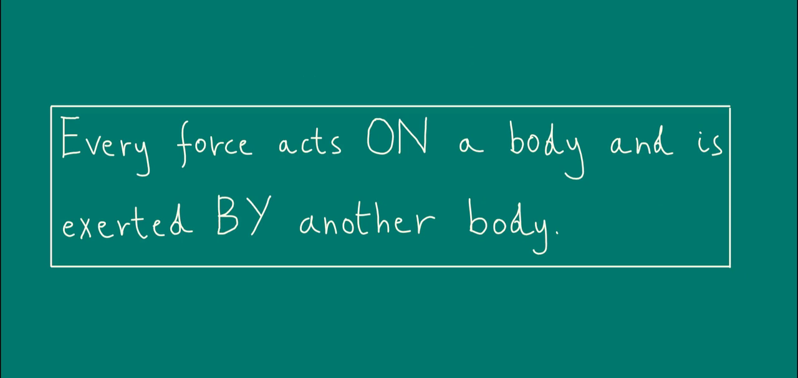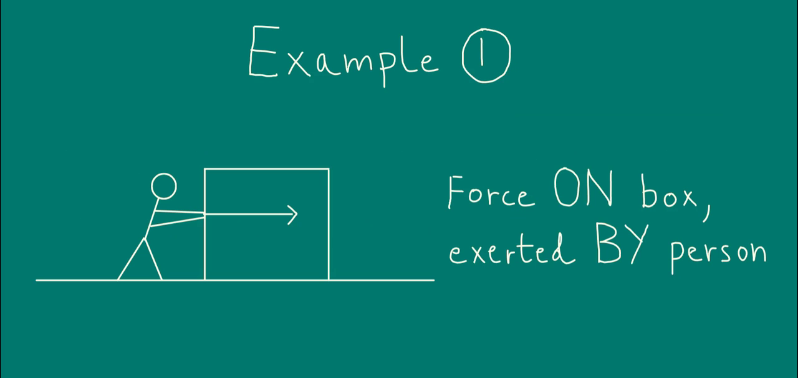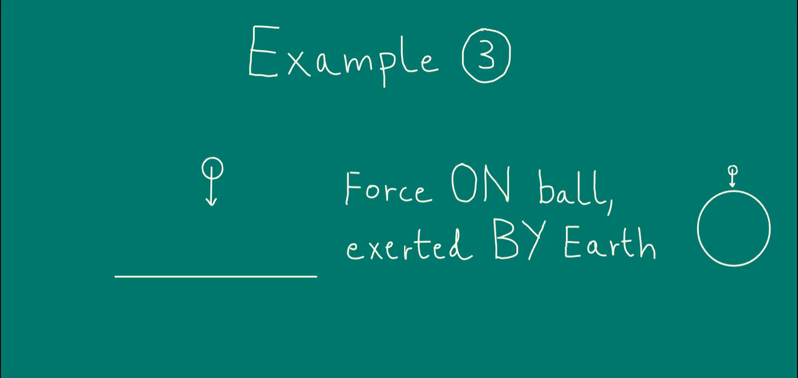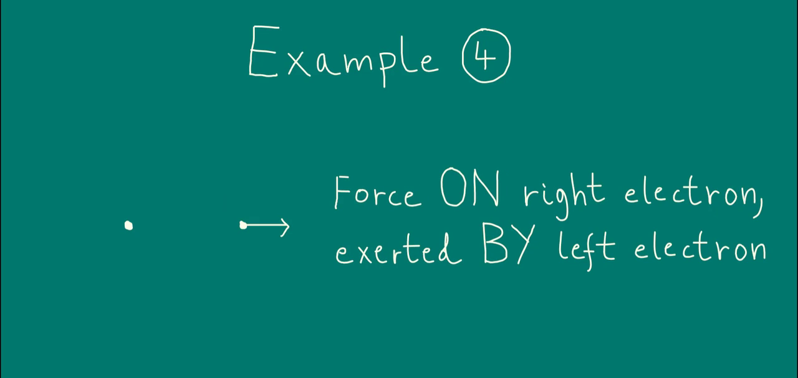For each of the four forces that we've seen in the preceding examples, the force acts on a body and is exerted by another body. In example 1, the force acts on the box and is exerted by the person. In example 2, the force again acts on the box, but this time is exerted by the ground. In the third example, the force acts on the ball and is exerted by the earth. And in the final example, the force acts on the right electron and is exerted by the left electron.